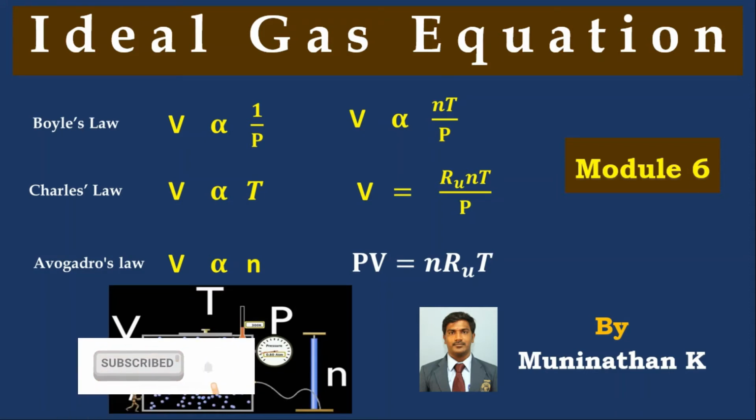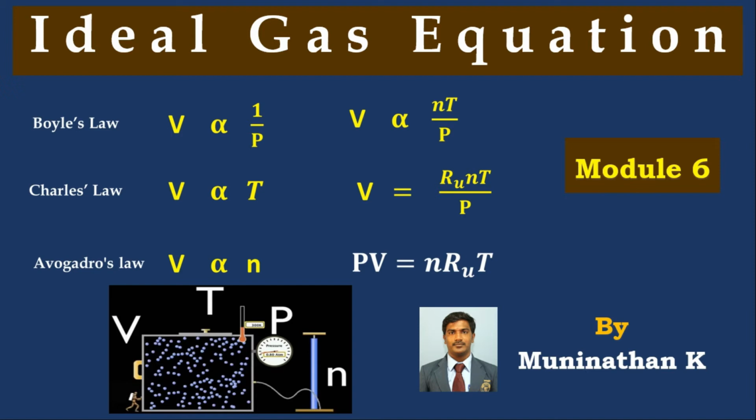In this lecture, we are going to discuss the ideal gas equation. This ideal gas equation is also known as the general gas equation. We know that generally when we say ideal gas equation, you come to know that PV = mRT or PV = nRuT. In this lecture, we are going to discuss how this equation has arrived.